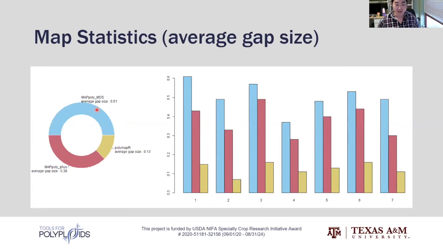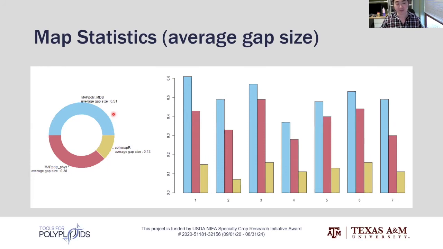Looking at average gap size, actually these next 3 slides will look like one mapping software performs way better than the other, but you'll see in about 3 slides an explanation of why we see such stark differences. So Polymapper looks like it has an average gap size of 0.13, and Map Poly between 0.38 and 0.5 centimorgans.